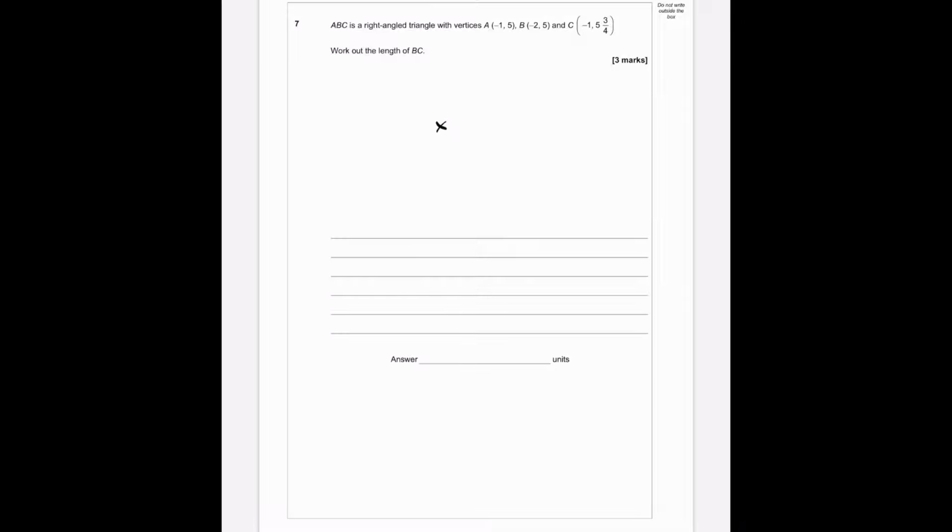Question 7. We've got ourselves a right-angled triangle. So I'm going to draw a little sketch there. So we've got A at minus 1, 5. We've got B at minus 2, 5. So it's directly to the left of A. And we've got C at minus 1, 5 3/4. So that's directly above A.